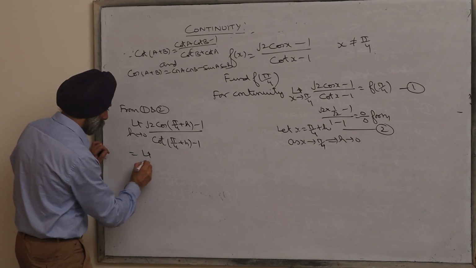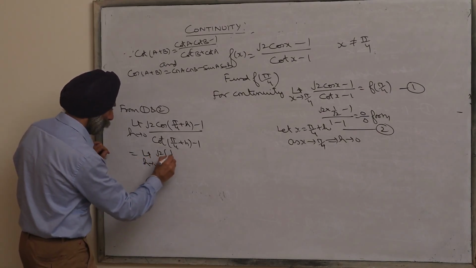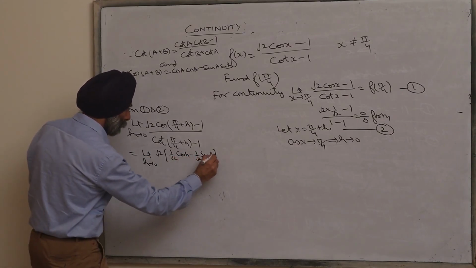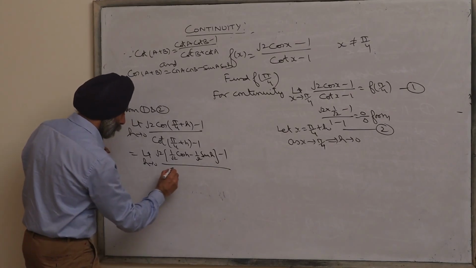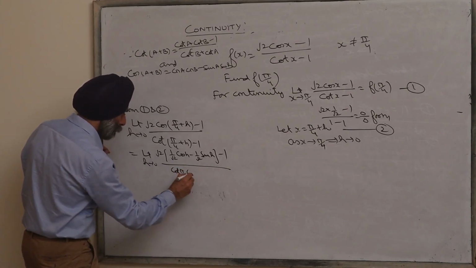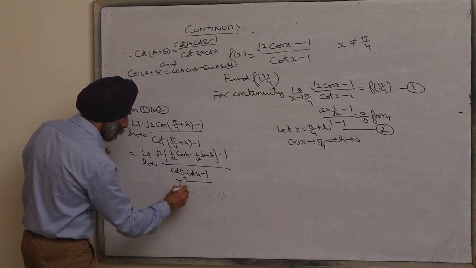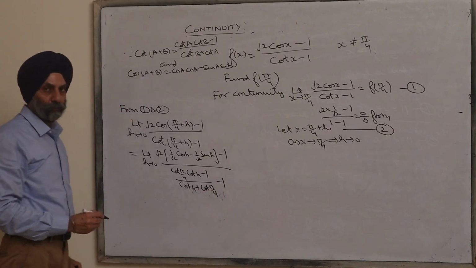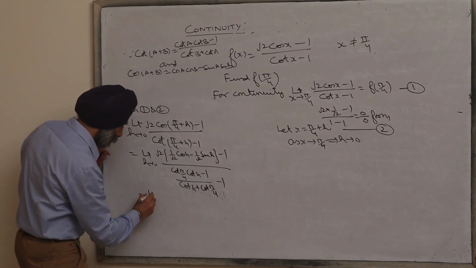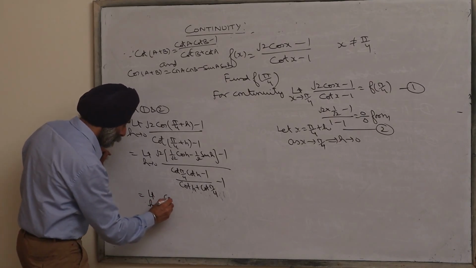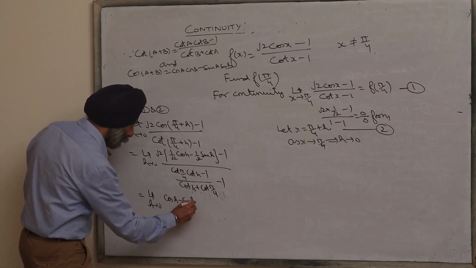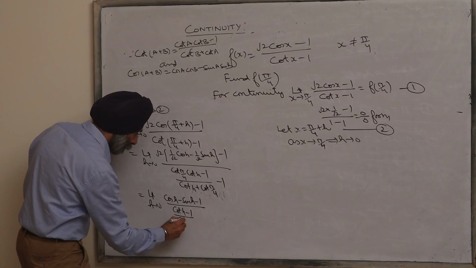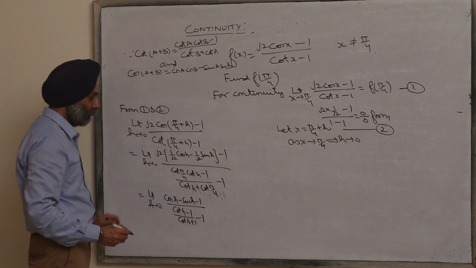So this can be written as limit h approaches 0, under root 2 cos a cos b minus sin a sin b, minus 1, upon cot a cot b minus 1 upon cot b plus cot a minus 1. If we further simplify this, it is cos h minus sin h minus 1 upon cot h minus 1 upon cot h plus 1 minus 1.